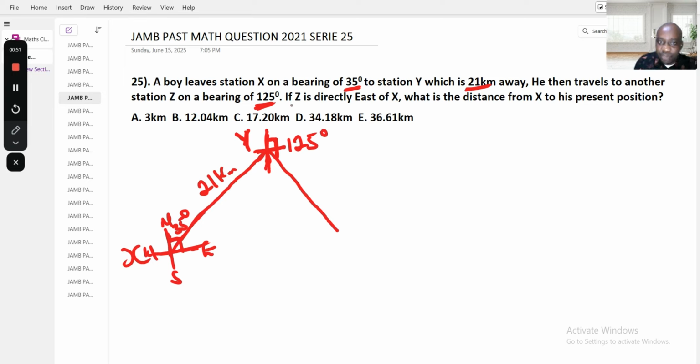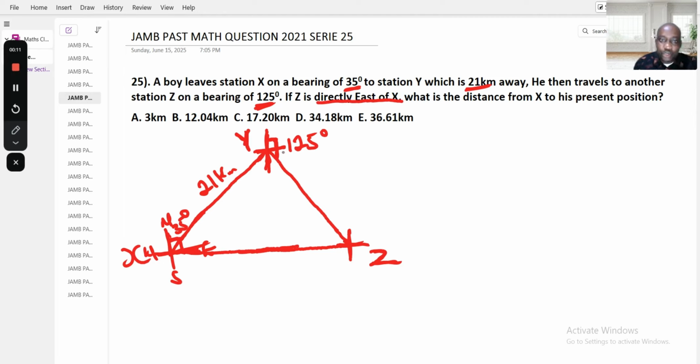The question says further that Z is directly east of X. What is the east of X here? It says direct. So we are going to draw this one, east. This is the east of X. It is direct to the east of X. Now we stop here. So this is our Z. This one will be what? Z station, direct east of X, because this is east of X.